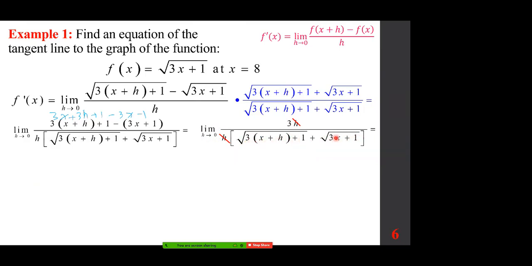We have 2 of those. So I hope you realize why 2 of those. Now I'm going to replace the h with 0. This becomes 3x plus 1, which is the same as this one. So that's f prime of x.